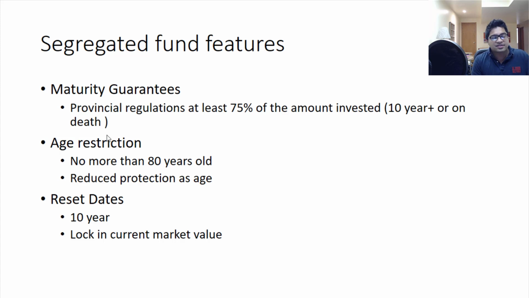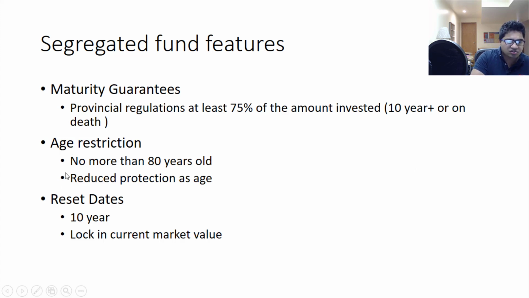So in a segregated fund, the amount you invest is most of the time guaranteed. Regulations permit that 75% should be guaranteed, but in practice generally 100% is guaranteed.